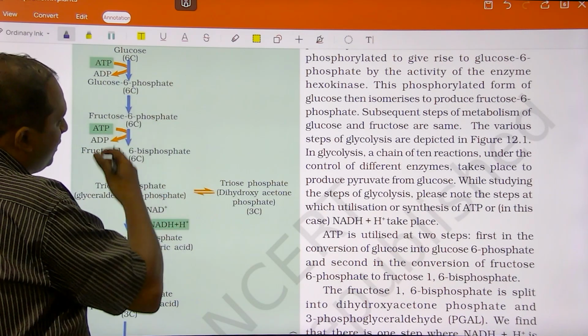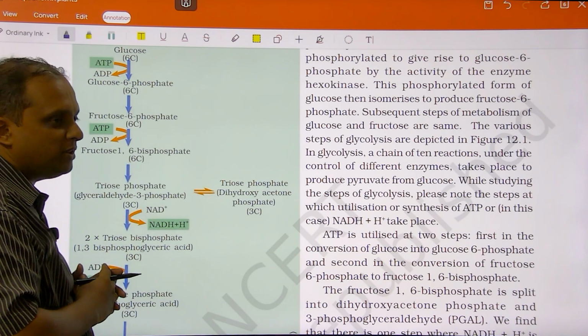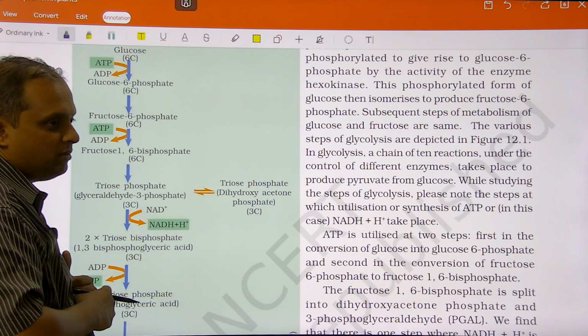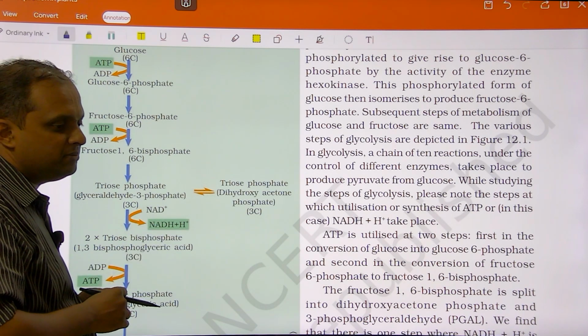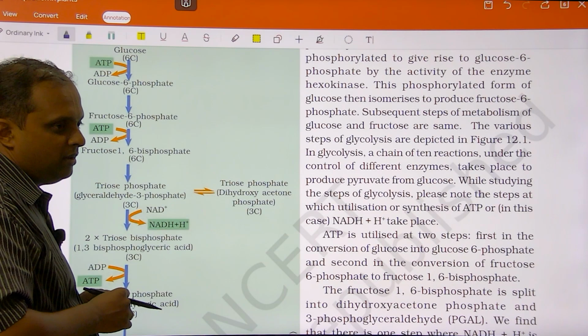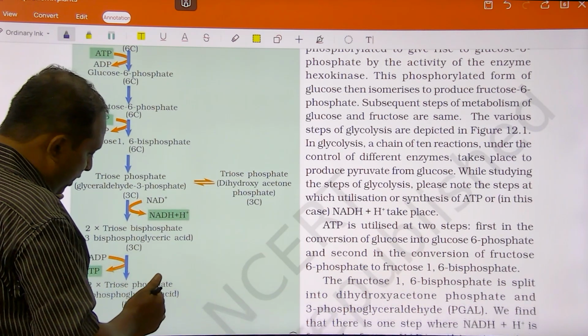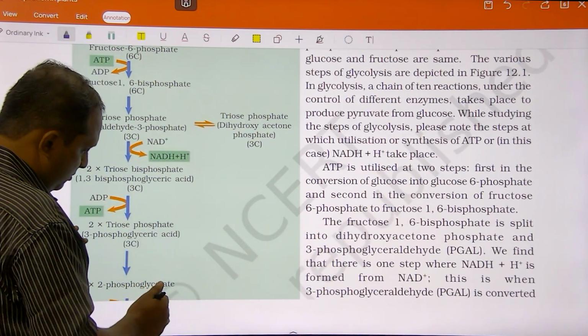Right. Glucose is a carbohydrate. Where does the reaction happen? In which part of the cell? Which part of the cell? Cytoplasm. So what is the final product of your glycolysis?